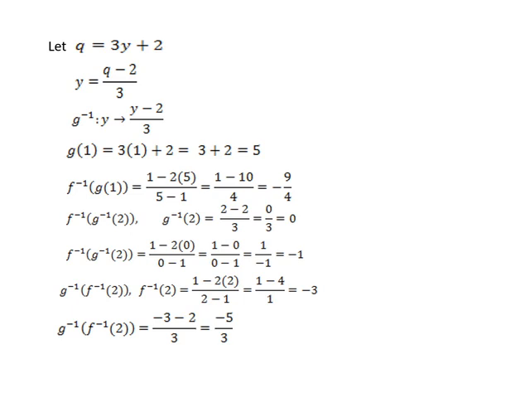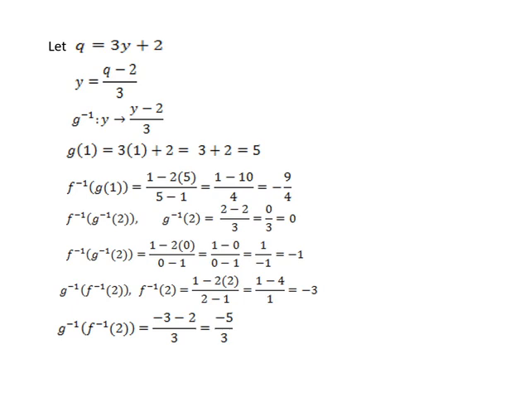So y now is equal to, since it is the one we're looking for, we make y the subject of formula, then we have y equal to q minus 2 over 3. So the inverse of g, g inverse of y now, will give us y minus 2 over 3. You just replace, anywhere you see q here, you replace it with y. So you have g inverse of y. That is the first question there.